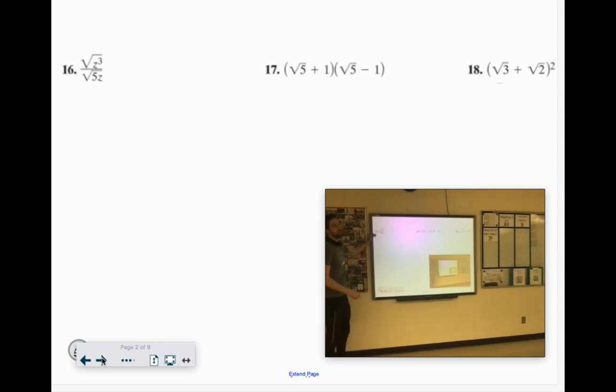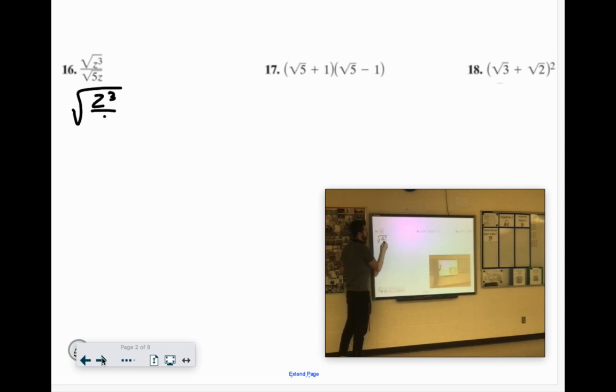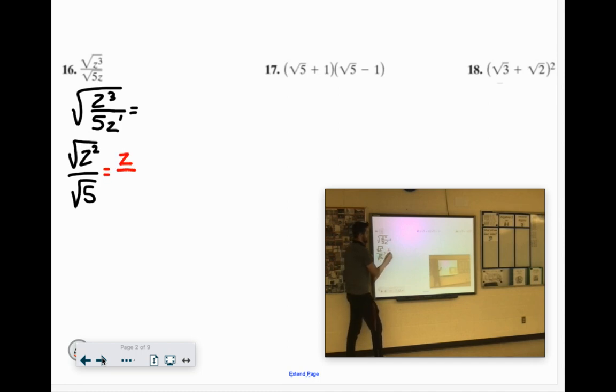Z to the third over 5z. Remember, you can picture this as one radical if you'd like. Now 5z is 5z to the first. So there are 2 more z's up top. So we're left with root z squared up top and just root 5 in the denominator. We did our exponent property of subtraction. The square root of z squared is z. 5 does not have a perfect square.